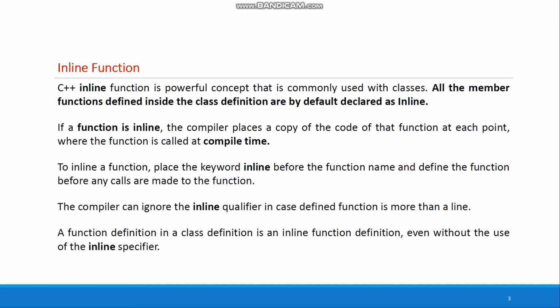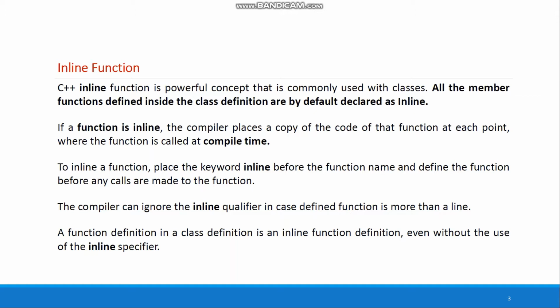To make a function inline, place the keyword inline before the function name and define the function before any calls are made to the function. We put the inline keyword before the function name and then define the function before any calls are made. We know very well whatever we have done for function definition, we do the same for an inline function. Firstly, we define the function and then we call the function.